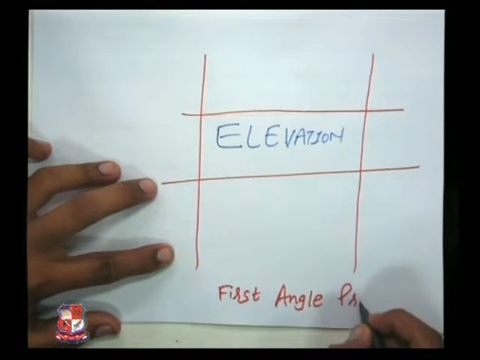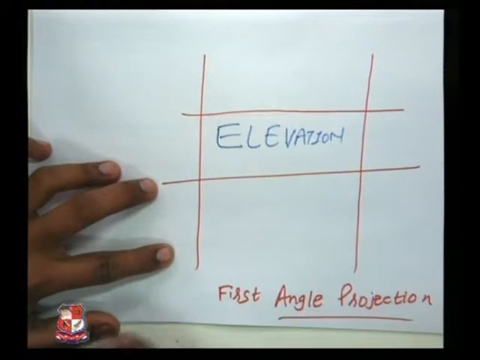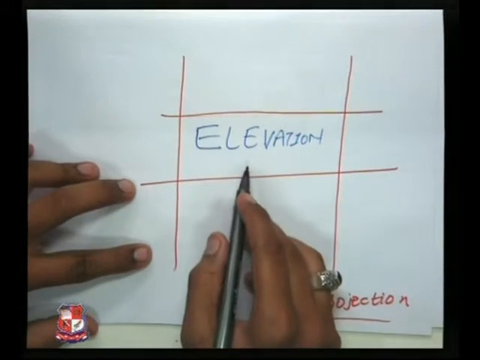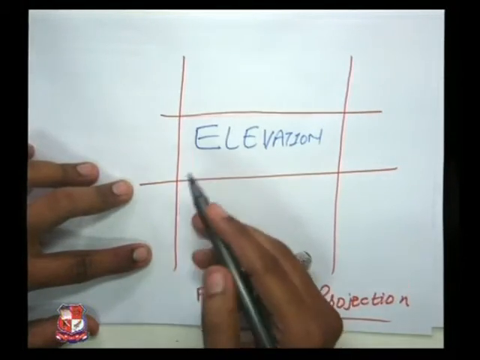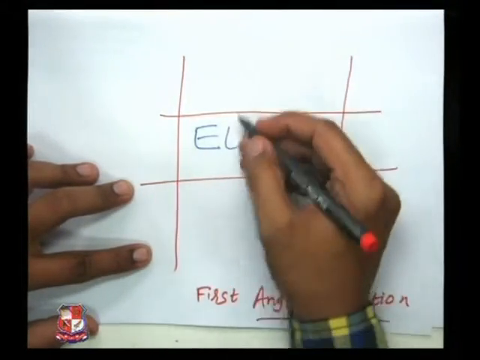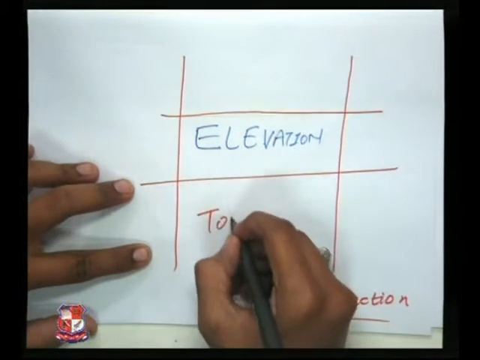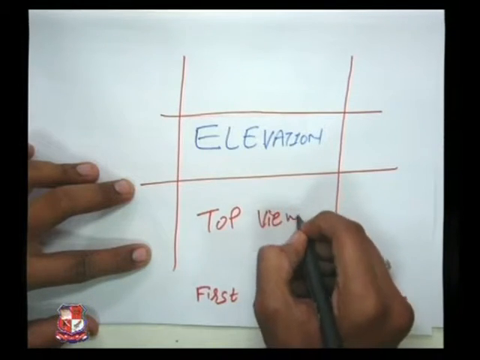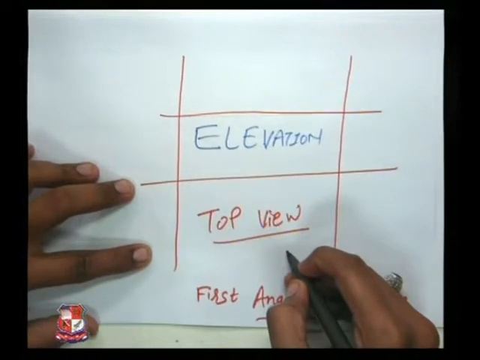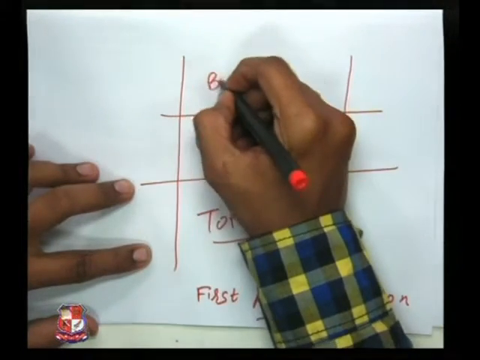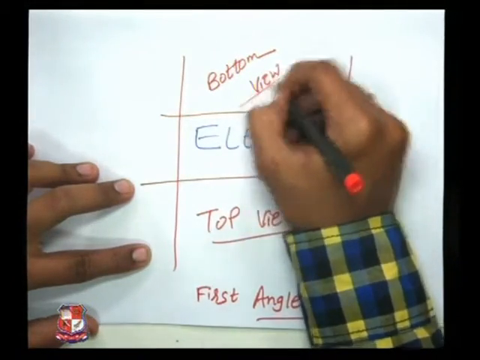first angle projection. First angle projection, elevation always in the center. Ideally top view should be above the front view, but as it is first angle method, top view will come below the elevation. Bottom view will come on the top of the elevation.